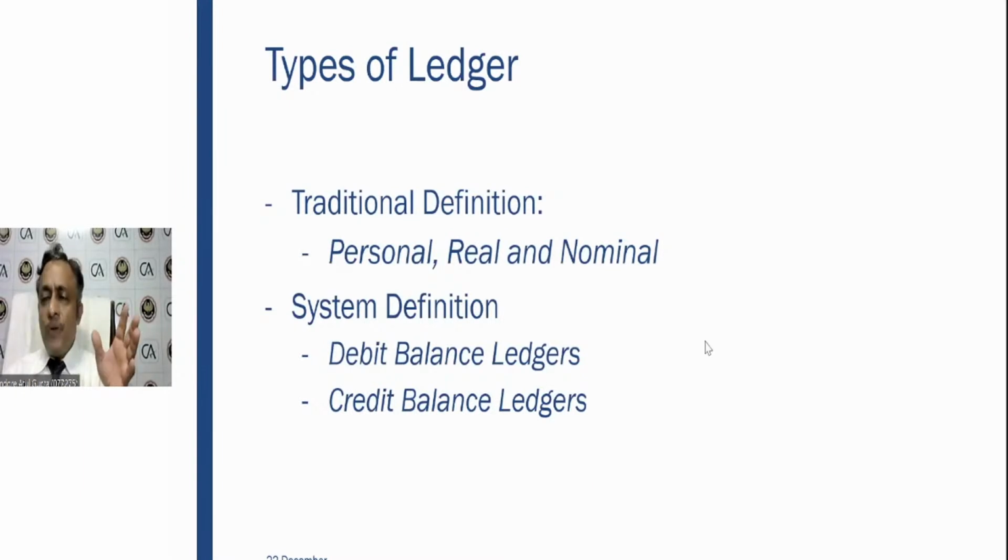Now, I told you that our traditional definition of ledgers being personal, real, and nominal is not part of our discussion. But what has happened over a period of time, as systems have come in, is that new definitions of debit balance ledgers and credit balance ledgers have been created in the system. So I would say debtors is a debit balance ledger, creditor is a credit balance ledger, like that.